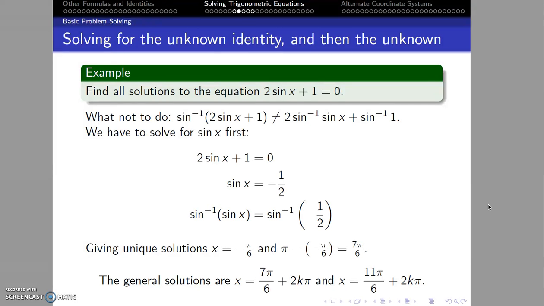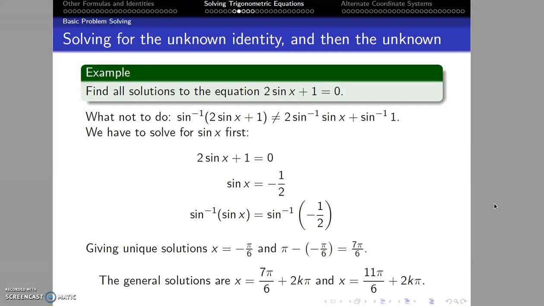And we can check this. We can check our solutions by putting 7 pi over 6 plus any incarnation of 2k pi you want in there. Take the sine of that, and you should get negative 1/2. Multiply that by 2, add the 1, you do get equality. You do satisfy the equation. And also the same if you try negative pi over 6 and anything coterminal with that.